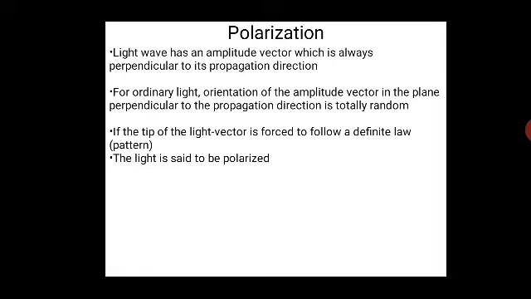Next topic is polarization. From the beginning itself, we are discussing the light source, which is electromagnetic, propagating with its vibrations in the direction perpendicular to the direction of propagation. For ordinary light, the orientation of the vector in the plane perpendicular to the propagation direction is totally random. But if the tip of the light vector is forced to follow a definite law or path, then the light is said to be polarized.